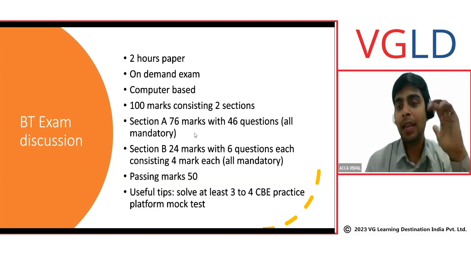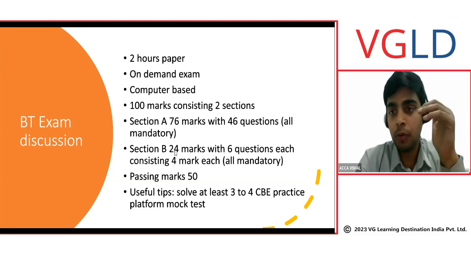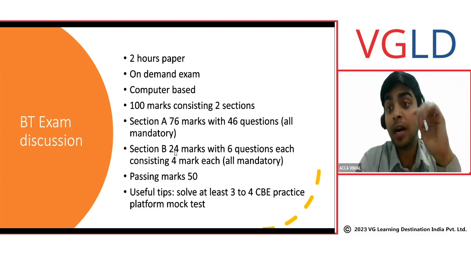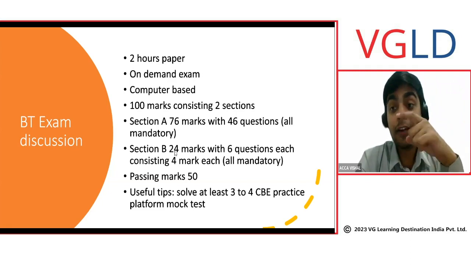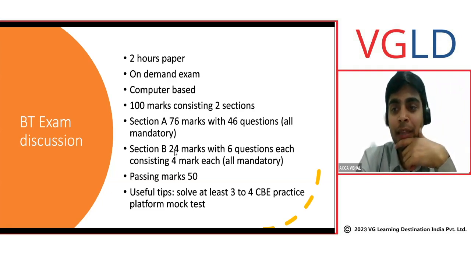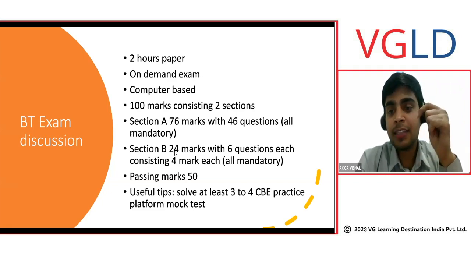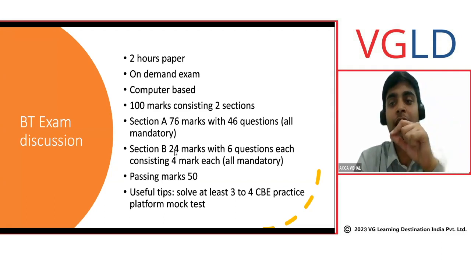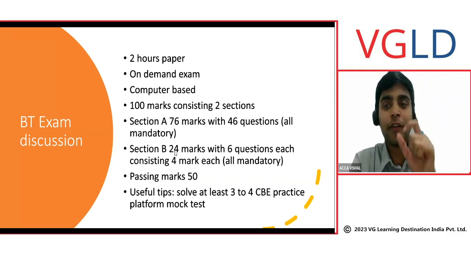Section A will be 46 questions, and section B would be approximately 6 questions containing 4 marks each. So section B would be important. And one interesting thing to know about section B: if a question has 4 marks, there are going to be responses, and for each mark you have to select a single response.